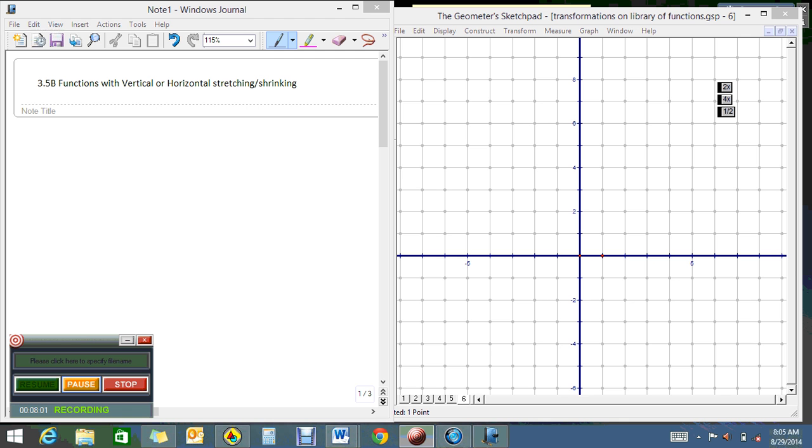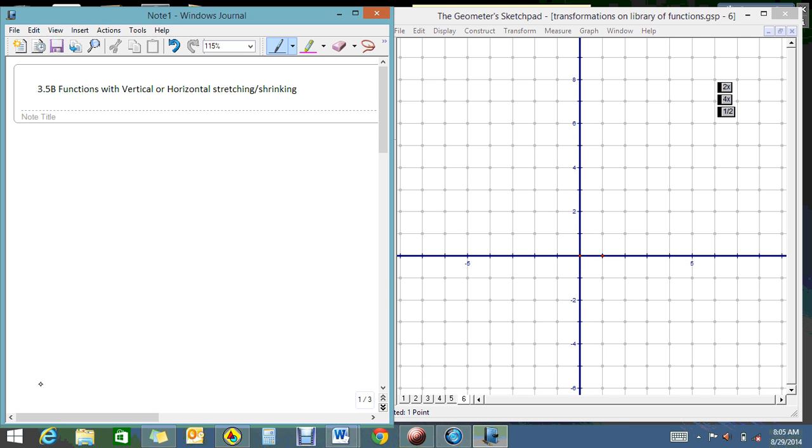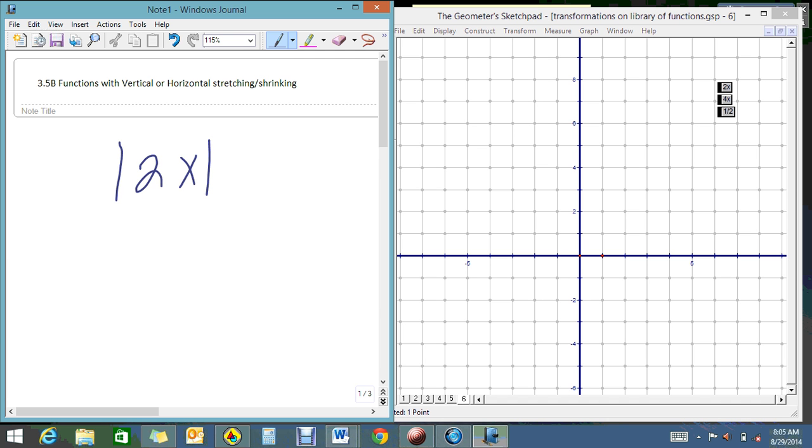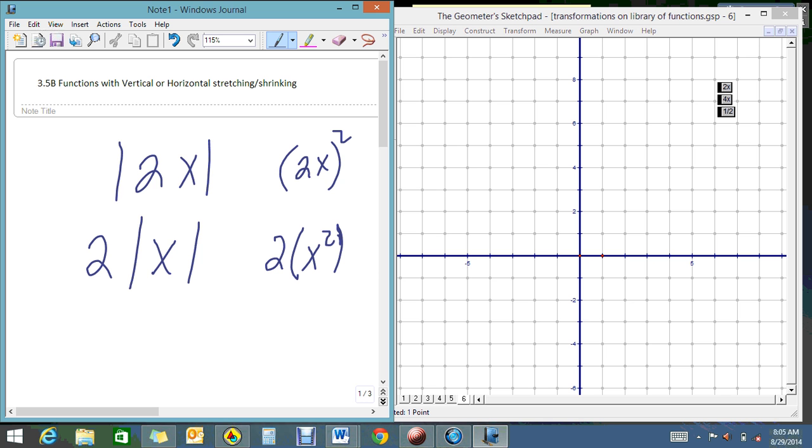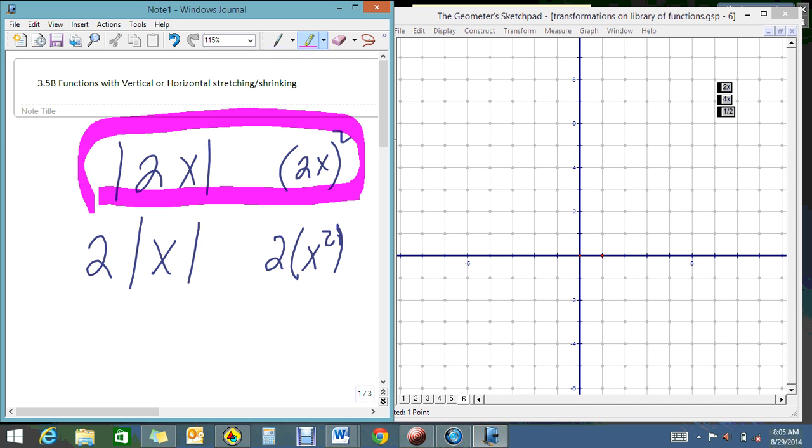Okay, so there's one more kind of stretch or shrink, and that is horizontally. That is when the stretching number is inside with the x. So if we had the absolute value of 2x, that is different than 2 times the absolute value of x. Or if we have 2x squared, that is different than 2 times x squared. So we want to look now at what happens when we put that stretch on the inside with the x.